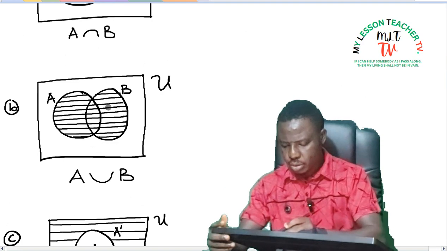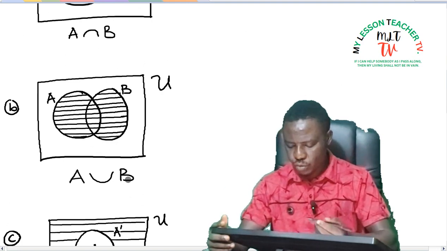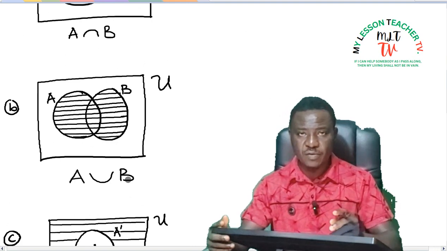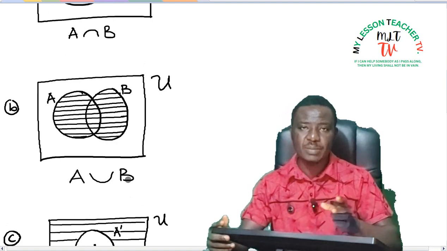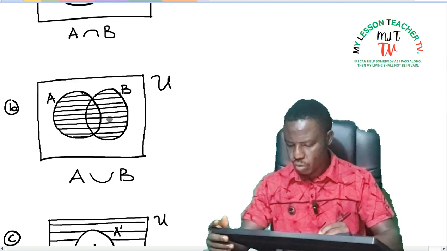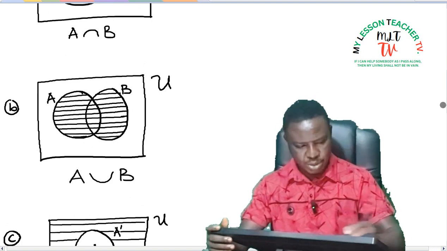In diagram B, the shaded region represents the union of two sets, where we say the union of two sets comprises all the elements you can find in A and B combined. So this is the union of two sets, A and B.